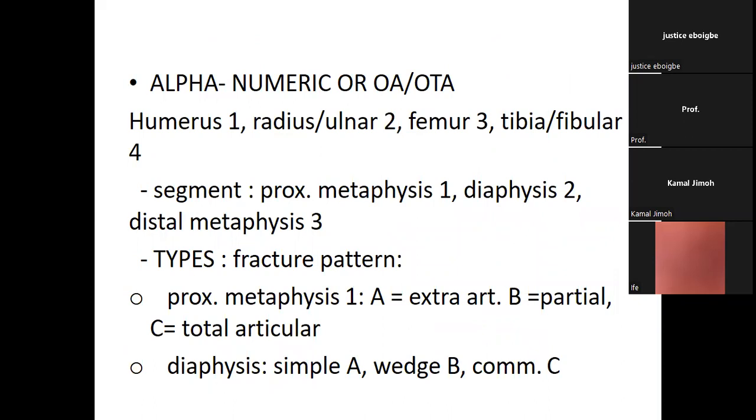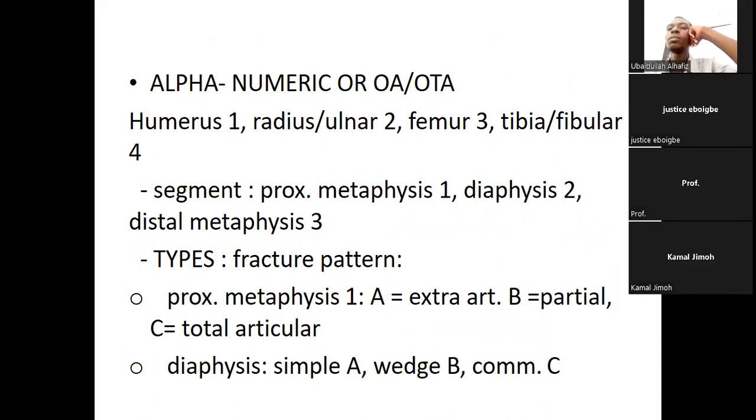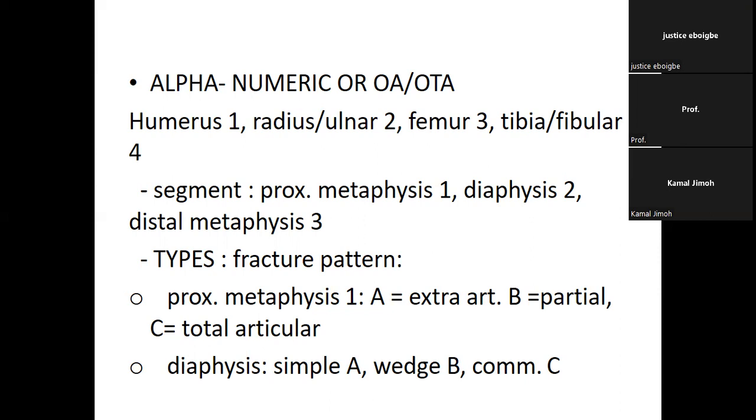Then currently, what is being advocated in the orthopedic world now is what we call the alphanumeric classification, otherwise called the AO or the AO/OTA fracture classification. Okay, it was developed in the 60s by Muller and his colleagues. Here, numbers are assigned to each of the bones. So the humerus is termed bone number one. The forearm bones, both radius and ulna, are bone number two. Then the femur is number three. Then tibia and fibula is number four. And according to Muller, he named all the body bones from one to nine.